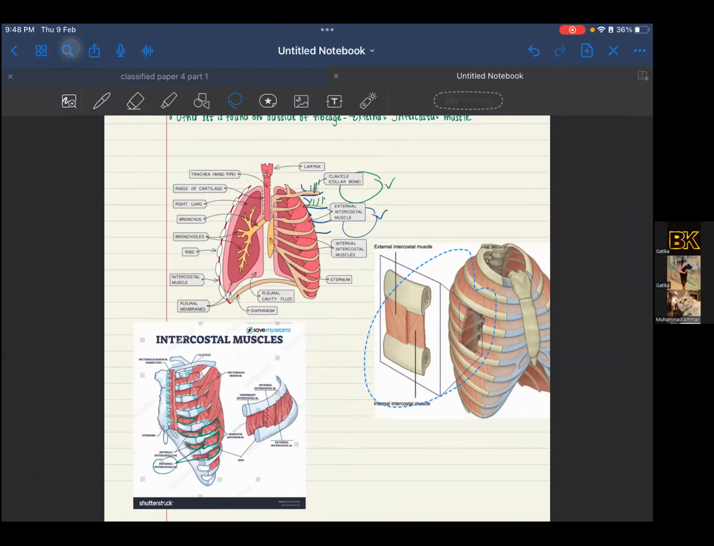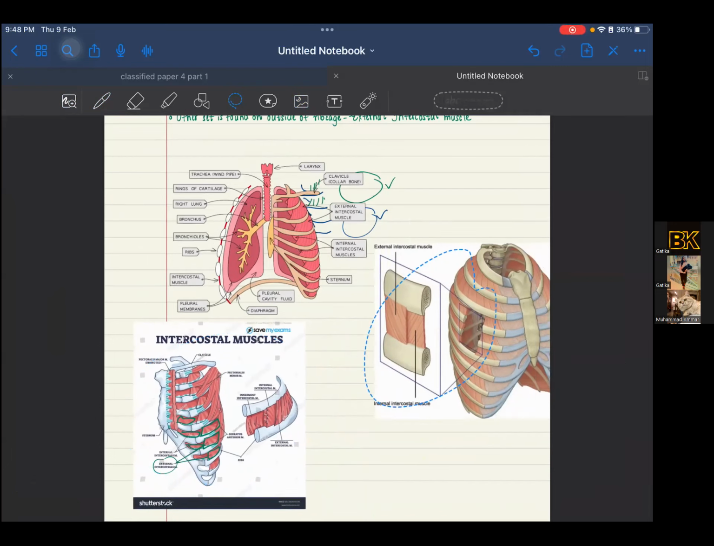So in the exam, they might give you a diagram and ask you to label the internal and external. Just look at where the rib cage is. The one which is inside will be the internal one, the one which is outside will be the external one. Okay, clear?